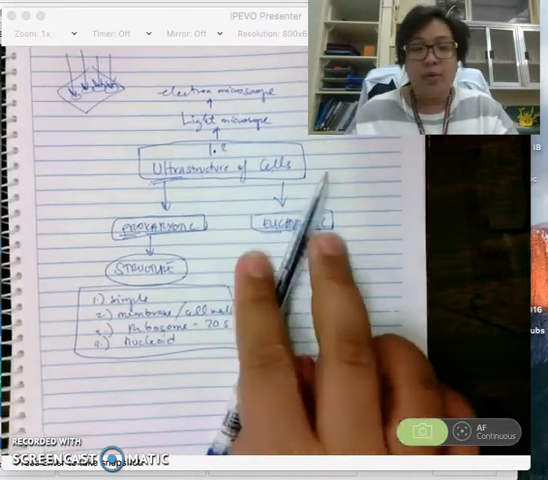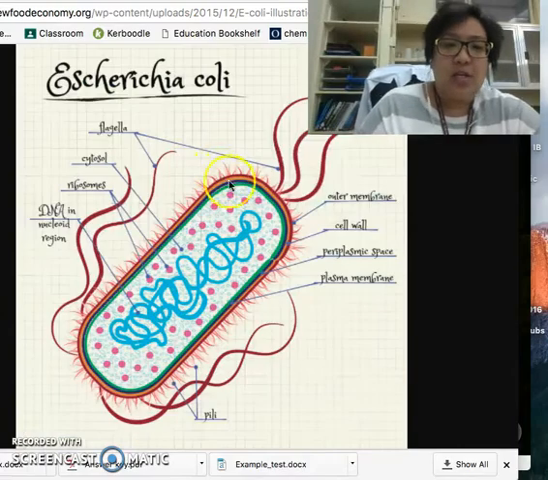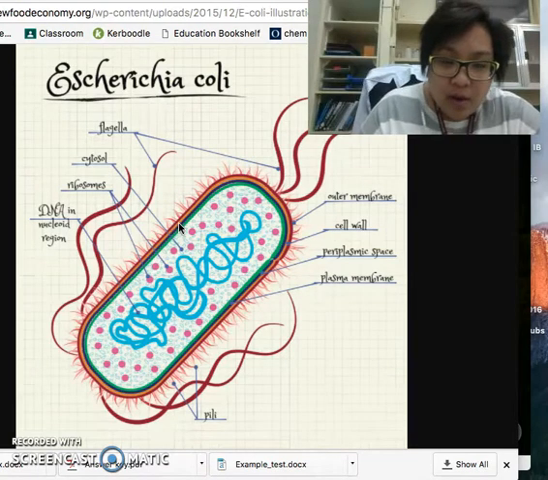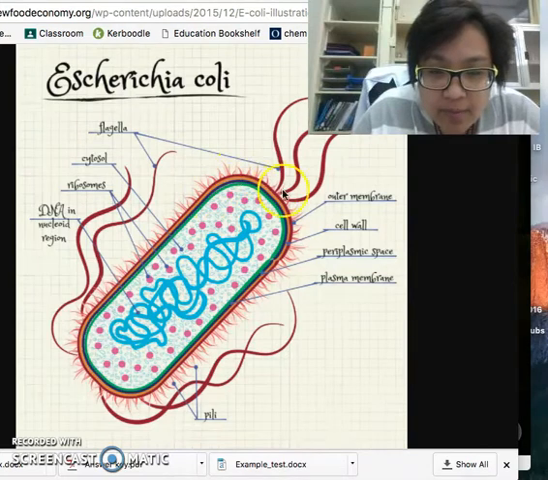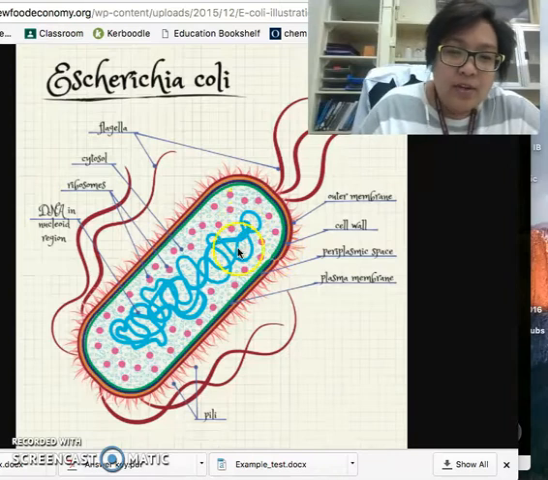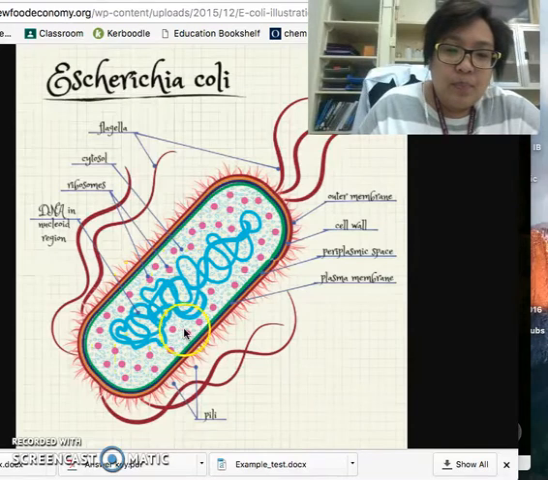So let's look at an example of a prokaryote. As you can see here, it has a plasma membrane, this purple one, and then an outermost covering, the cell wall, the red one. Then it will have its genetic material free floating in the cytoplasm. There's no nucleus. So this area is called the nucleoid. And those pink dots or circles are your ribosomes.